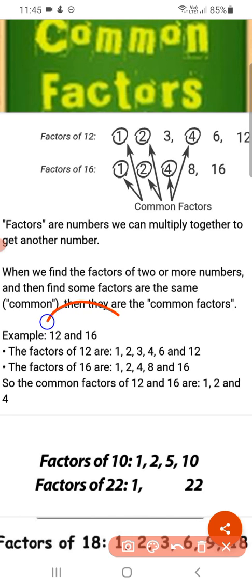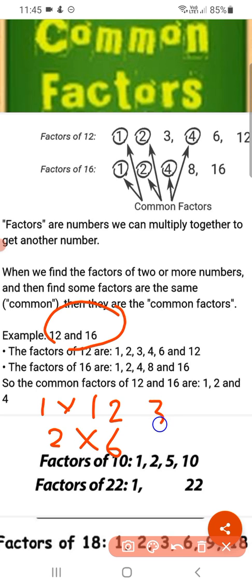Here we are finding the common factors of 12 and 16. Our first step is you should find the factors of 12. As you already learned, start with 1. 1 times 12 is 12. 2 multiplied by 6 is 12. 3 multiplied by 4 is also 12. So the factors of 12 are 1, 2, 3, 4, 6 and 12.